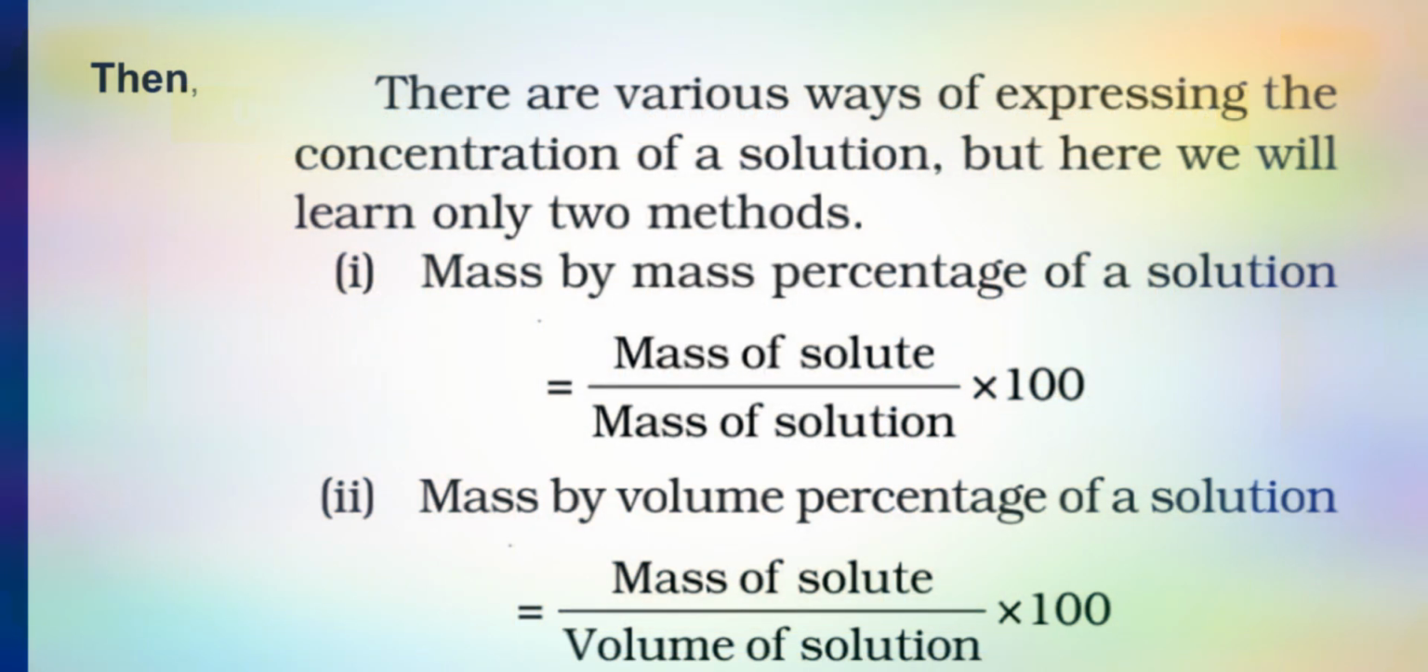Now, we have a way to express the concentration of a solution. There are two ways. The first method is mass by mass percentage of a solution, and the second method is mass by volume percentage of a solution. Mass by mass percentage of solution is equal to mass of solute divided by mass of solution, into 100. Mass by volume percentage of solution is equal to mass of solute divided by volume of solution, into 100.